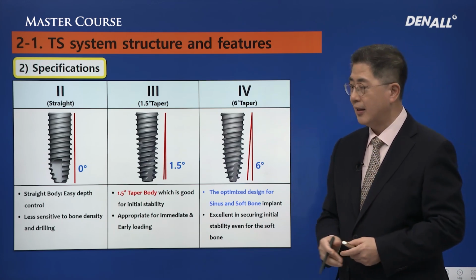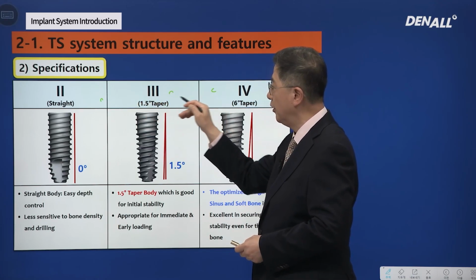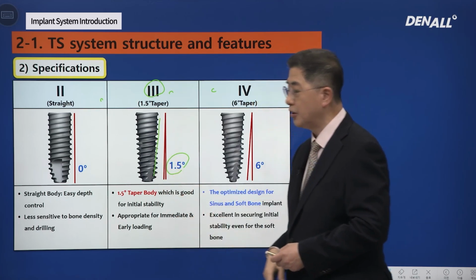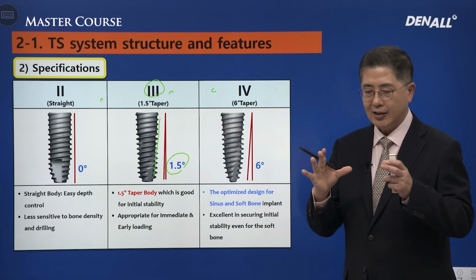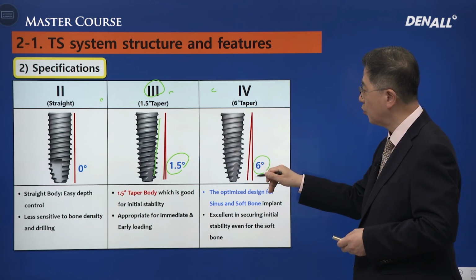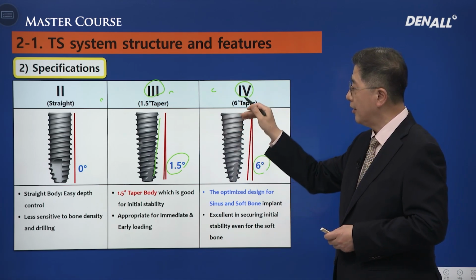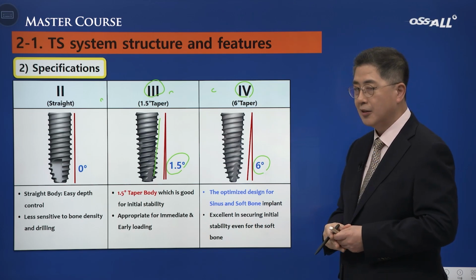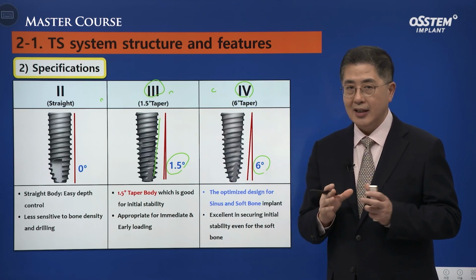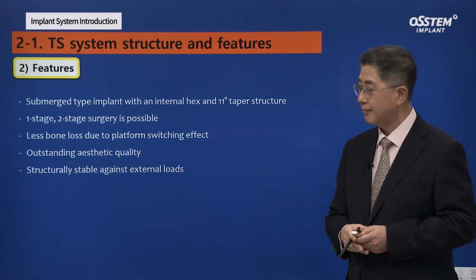Depending on the axis of macro design, it can be divided. It can be divided as 2, 3, and 4. 3 type 1.5-degree body angle option is used most frequently. There's also type 4 with a 6 degrees taper for areas with poor bone quality, such as in relation with the sinus. In the case of TS type 4, it's excellent for getting primary stability, but the surface area is reduced. Hence, TS3 is recommended in general cases.